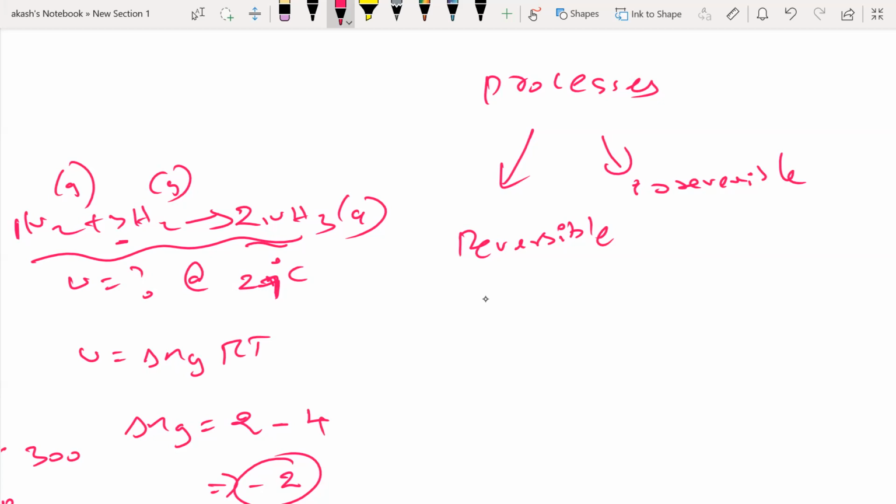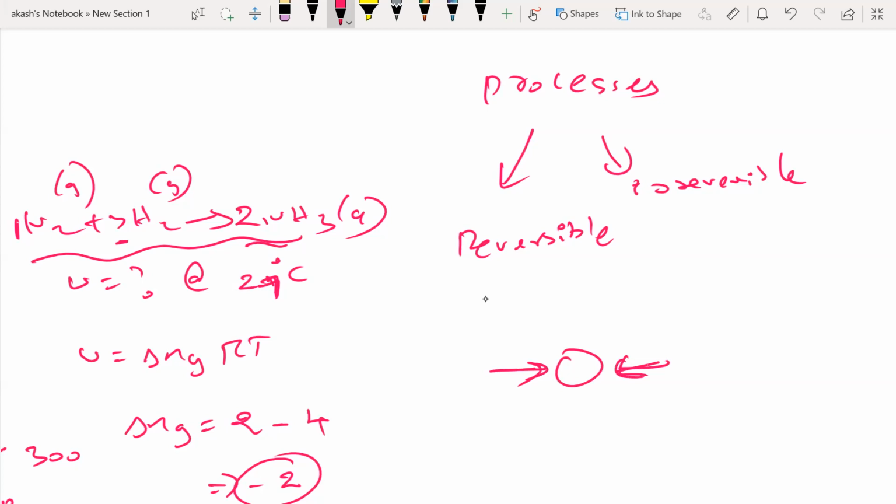Now look into this. Let me give you a similar example. Say there's a stone. Now on this side one guy is pushing, and on this side another guy is pushing.